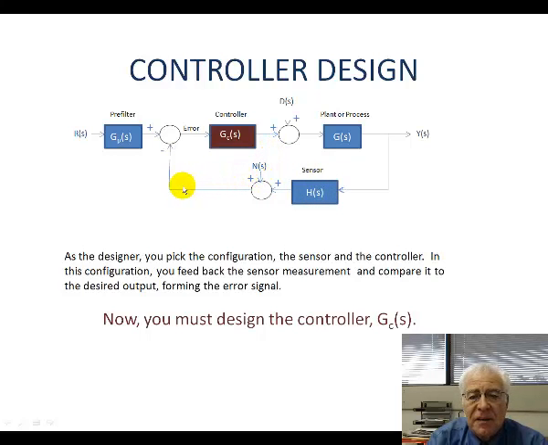We take this sensor reading and compare it to the desired output or the command and form an error signal which goes into the controller, and the controller puts out the input to the plant or process, which produces then the output. Now, as the designer, you pick the sensor, you pick the configuration, and now you need to pick the controller.